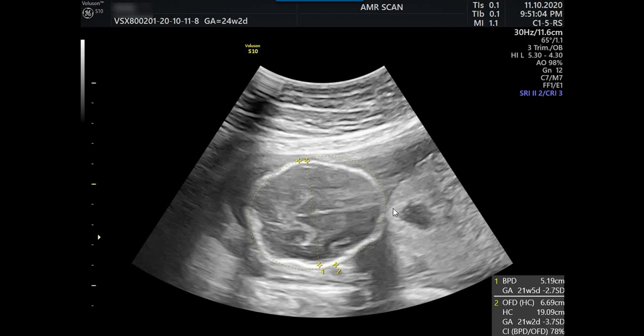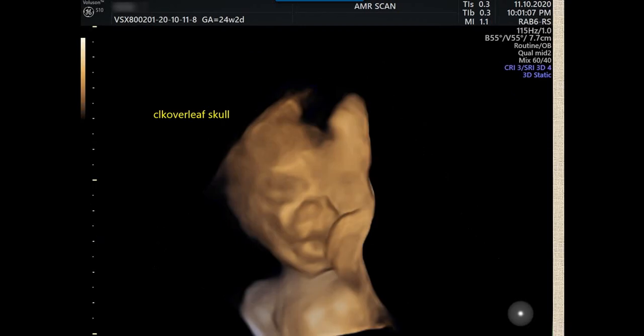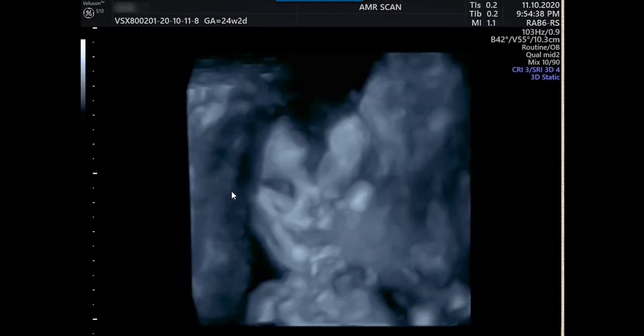Again, cloverleaf skull. This appearance is due to craniosynostosis of the coronal, lambdoid, and sagittal sutures. You will also notice it at the coronal view. You can see that the temporal regions are protruding outward at this 3D rendering. Also, you notice that the anterior fontanelle is markedly widened.